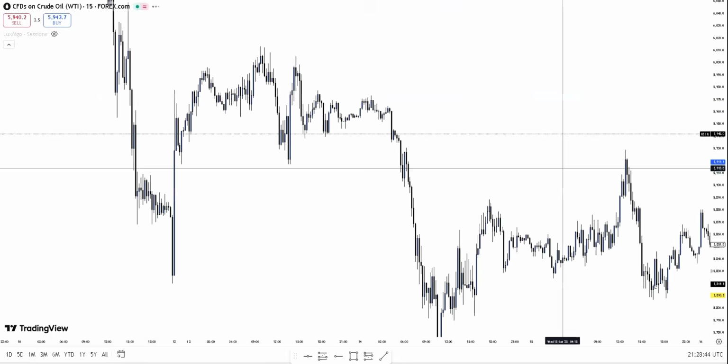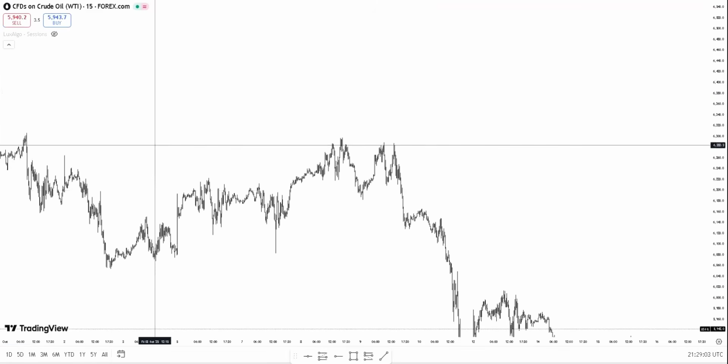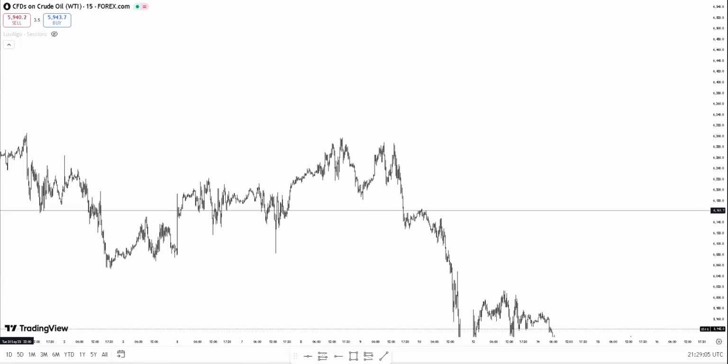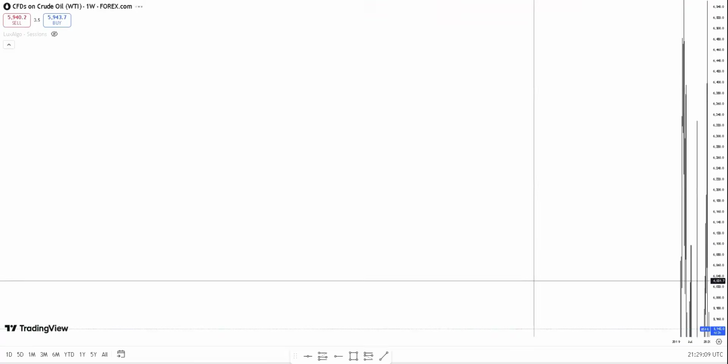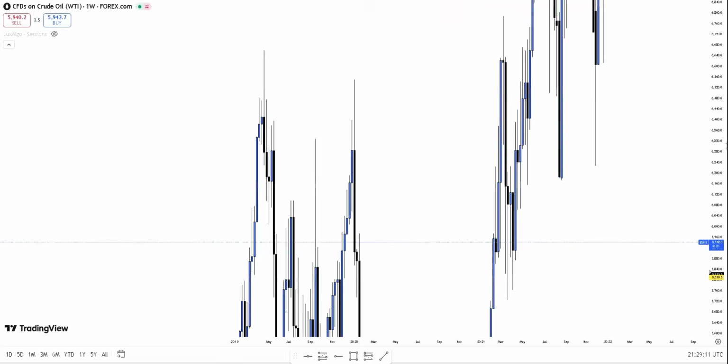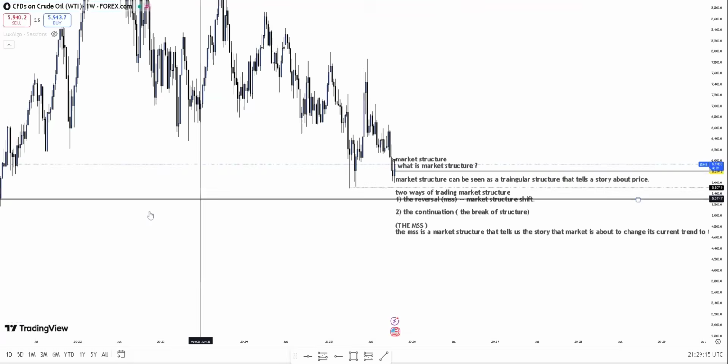Now, let me go to the 30 minutes. Or let's quickly do what we did in our last class. Where do we go to first if we're analyzing directional bias? The weekly time frame, to do what? To mark out our key levels, right?